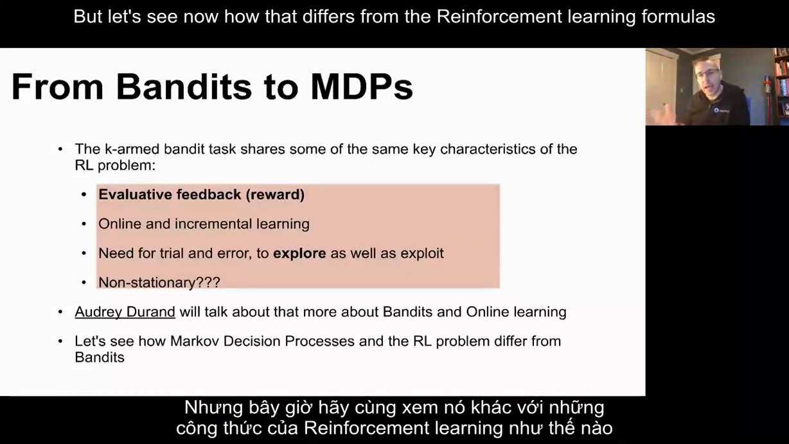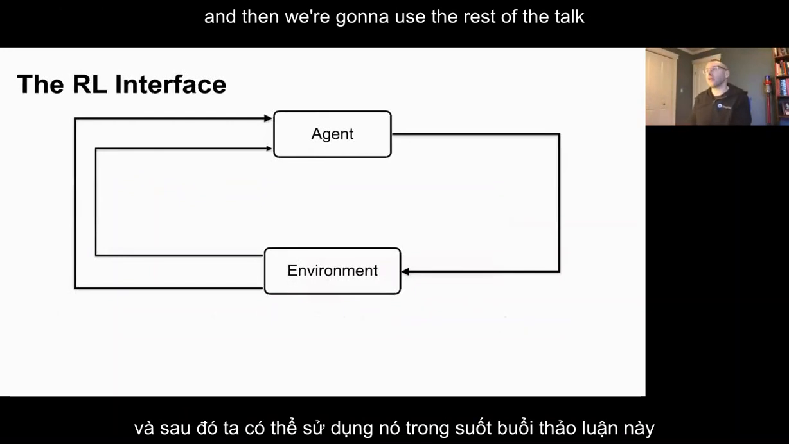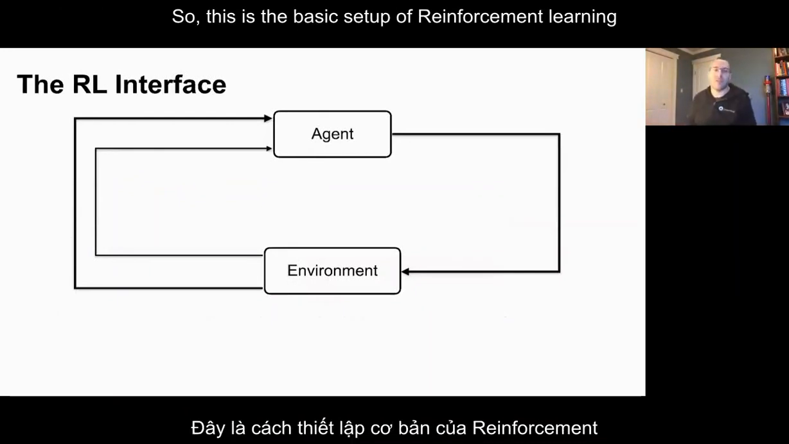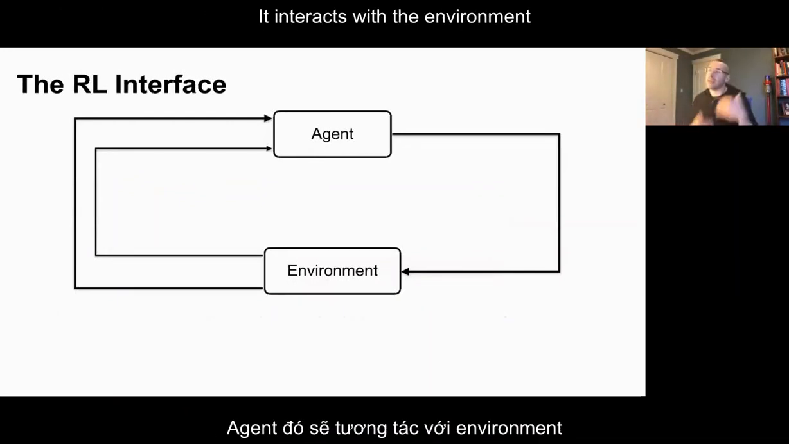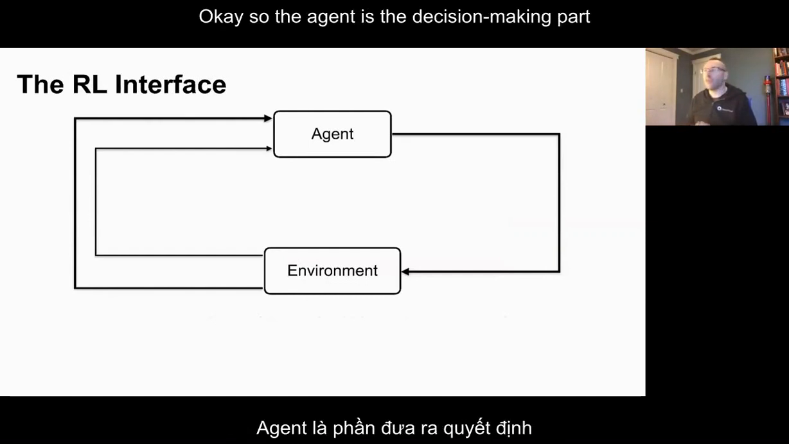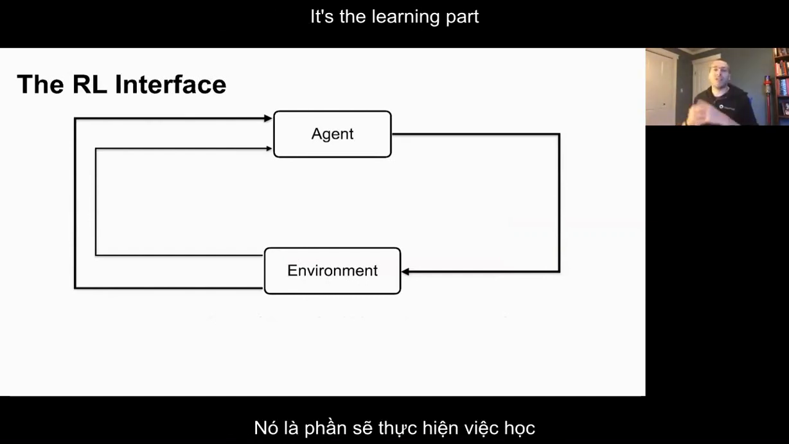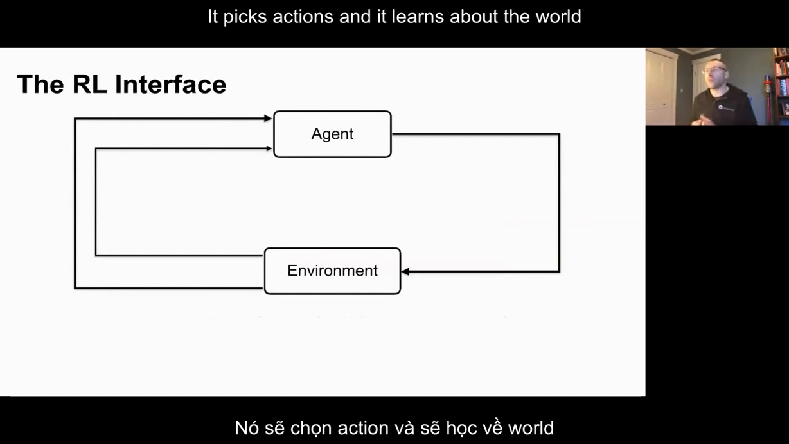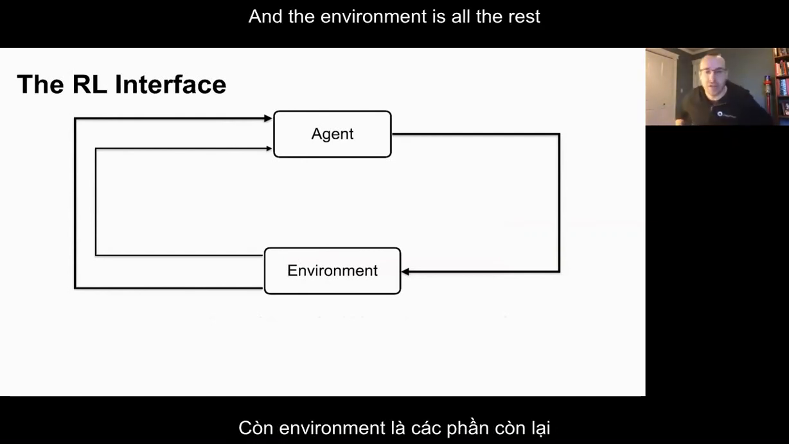But let's see now how that differs from the reinforcement learning formalism, and we're going to use the rest of the talk on that. So this is the basic setup of reinforcement learning. You have an agent, and it interacts with the environment. The agent is the decision-making part, the learning part. It picks actions and it learns about the world, and the environment is all the rest.